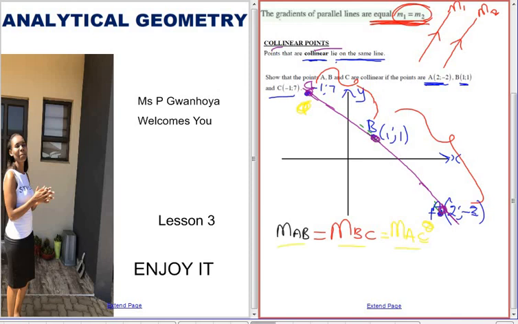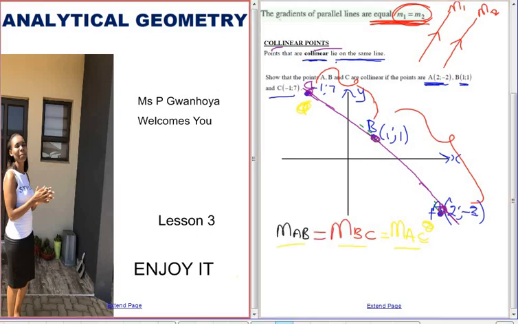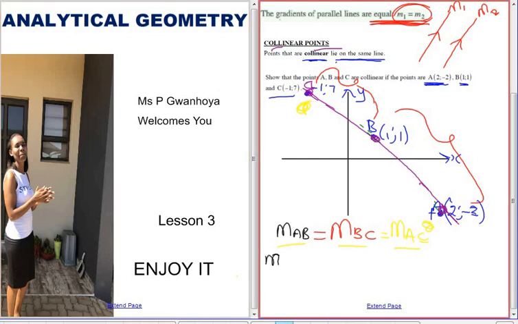So that is how we know that the points are collinear, if these 3 gradients are the same. In fact, all you need to do is to calculate any 2, and you should be able to find the correct gradient. So let's go ahead and calculate the gradient of AB here. Let's see if that will be the same.